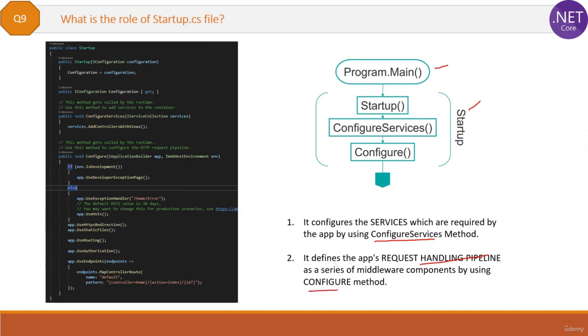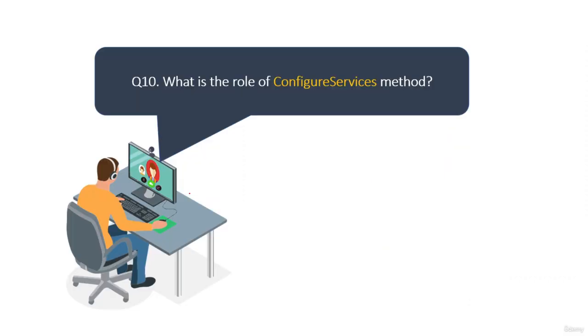So basically Startup.cs file only contains three things. One is the constructor, which is here also, second is the ConfigureServices method, and third is the Configure method. We will discuss these two methods separately in the next questions.